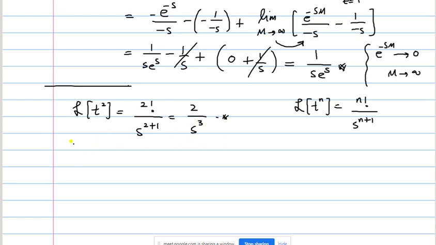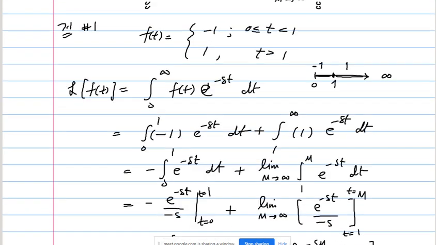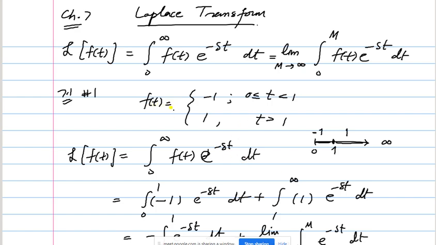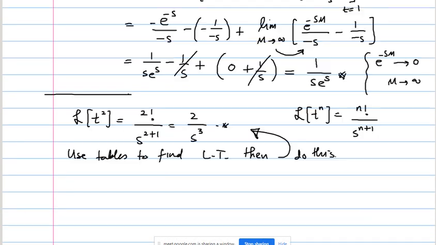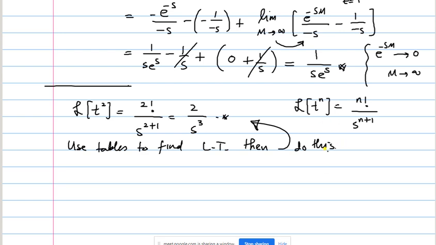So if I ask you to use tables to find the Laplace transform, then you can just use the formula. But if I ask you to use the definition, because this function is not in the table, we have to integrate. Tables will be given in the exam. I will write these formulas in the exam, so if the formulas are given, I do not think there is any difficulty left.